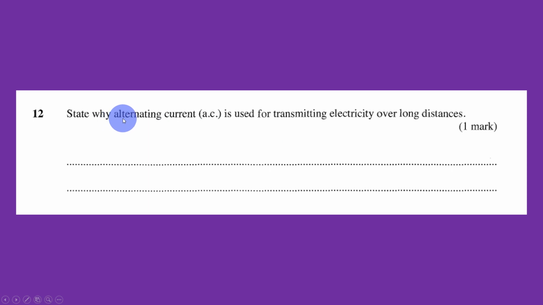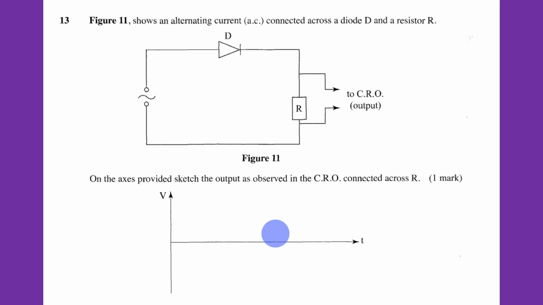So the reason why we generate electrical power as alternating voltage, which of course produces alternating current, is to make it possible to transform or to step up and step down this power or voltages. So to enable stepping up or stepping down of the voltages. So that question number 12 was just as simple as that. Let's go to question 13.